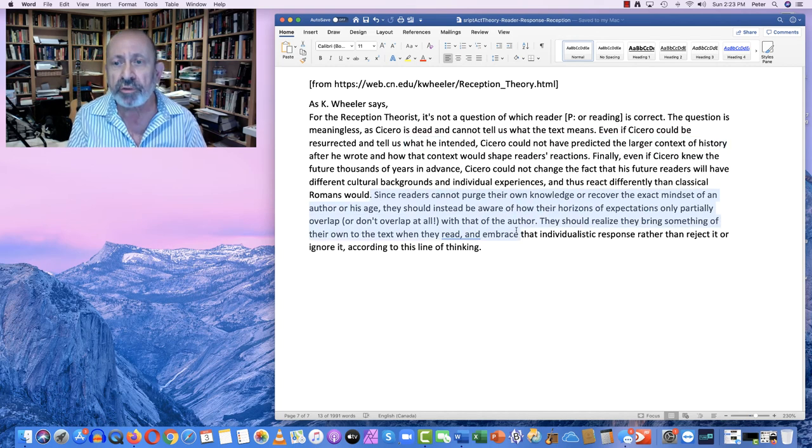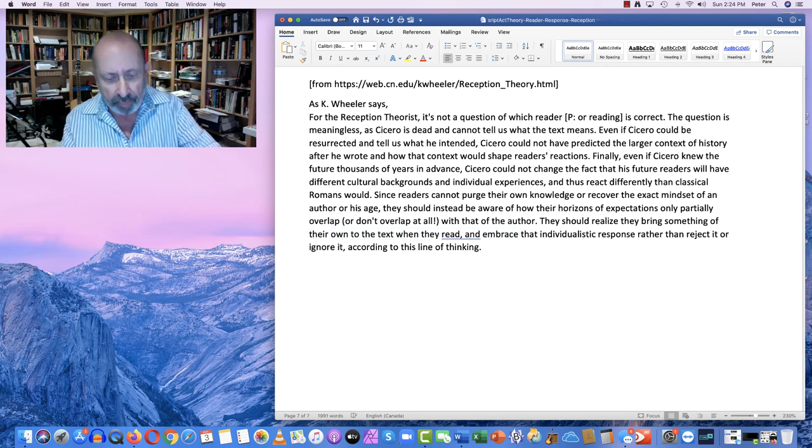And so readers cannot purge their own knowledge or recover the exact mindset of an author. We can't get inside Cicero's head. Even if he left an autobiography or a diary or a video, a living will of what he was thinking, we still can't get into his head because we're not living in his individual head and we're not living in that time and place. So you, the reader, should realize that you bring something of your own to the text when you read and embrace that individualistic response.